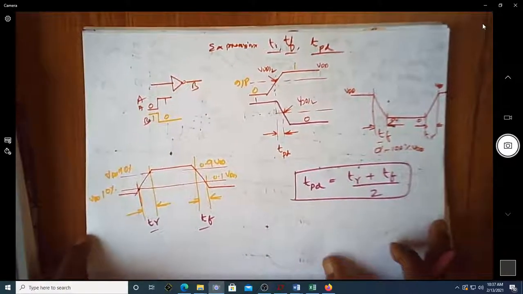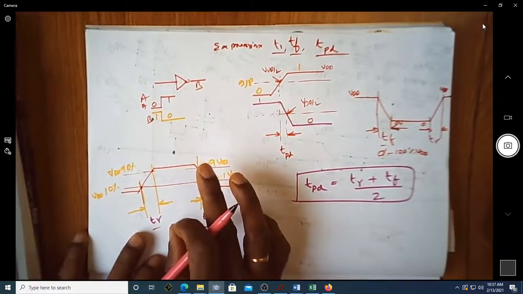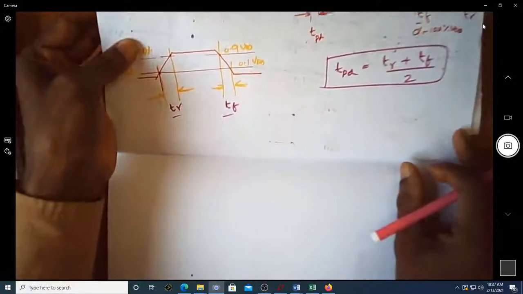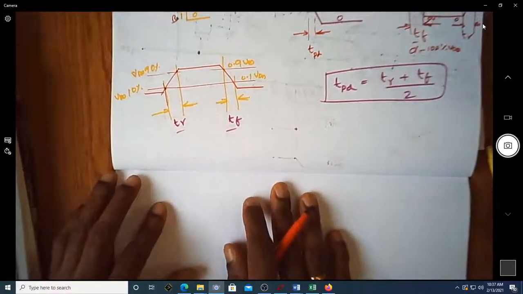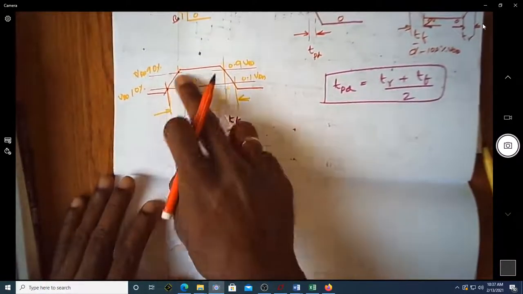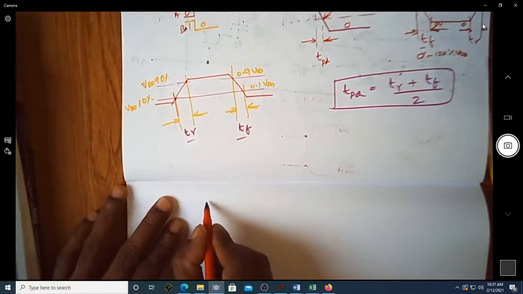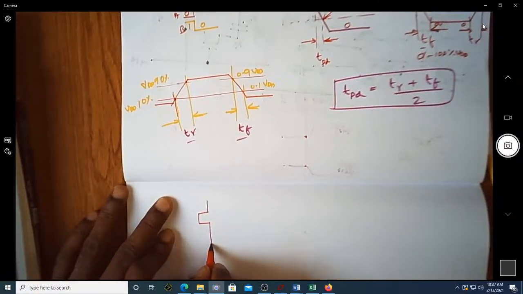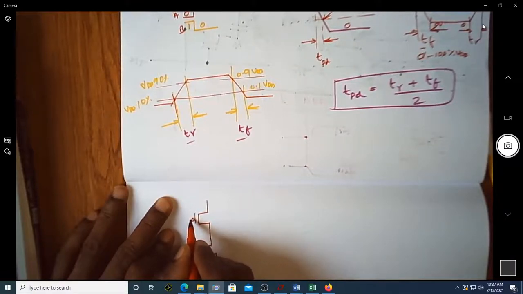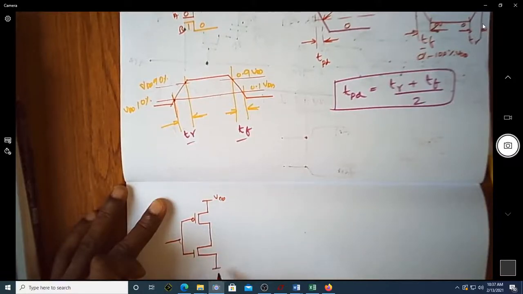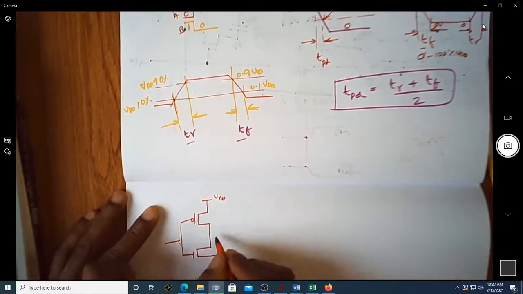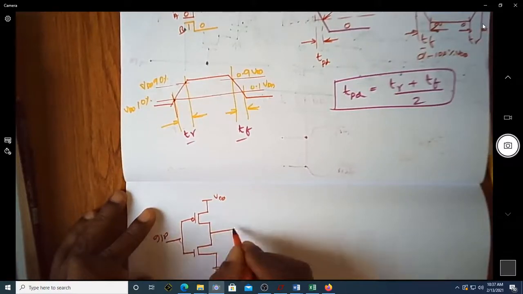So this is the timing diagram of the inverters. Let us start trying to analyze. What is the actual time taken by the inverter to give this rise time and fall time? Now let us consider an inverter having NMOS and PMOS MOSFETs. This is VDD and this is VSS, or you can say ground. This is my input, this is output.